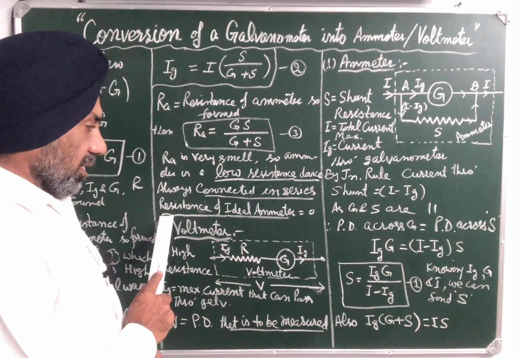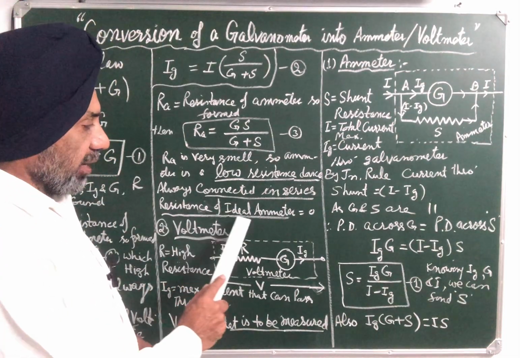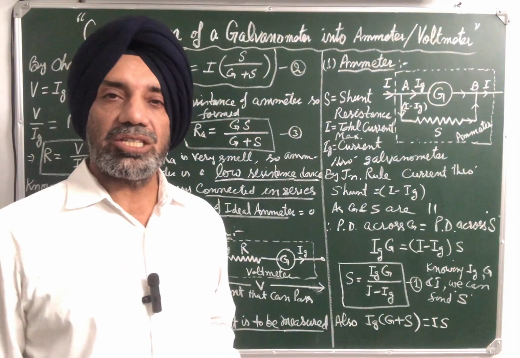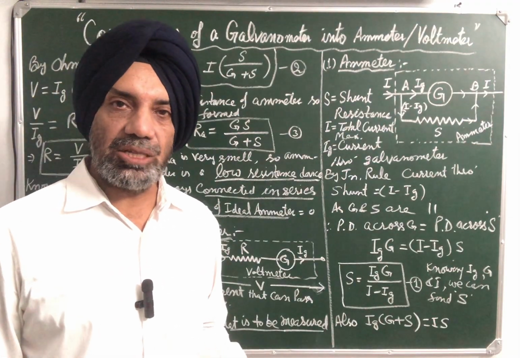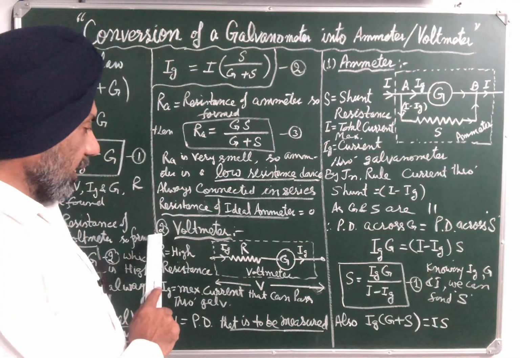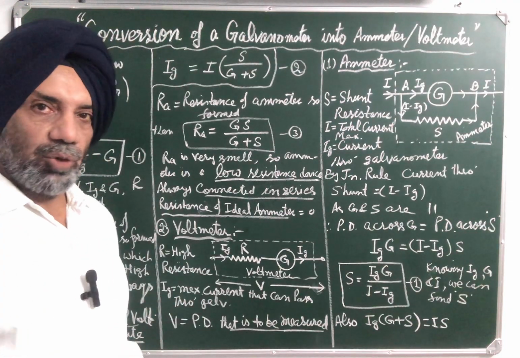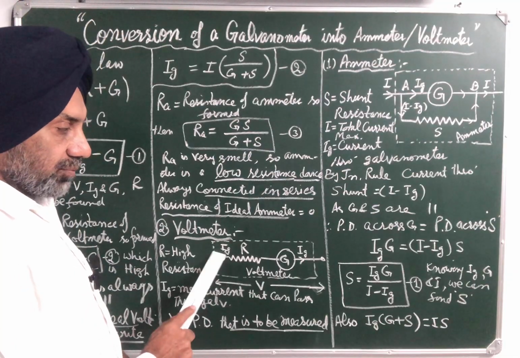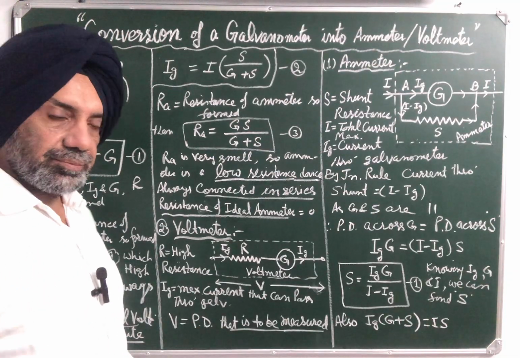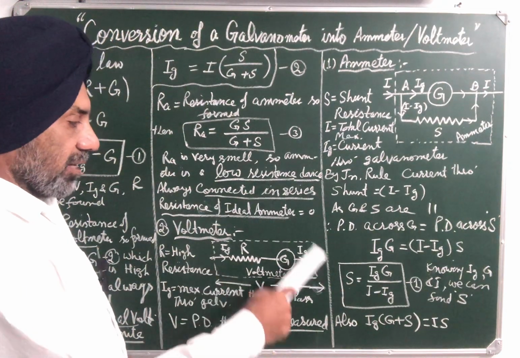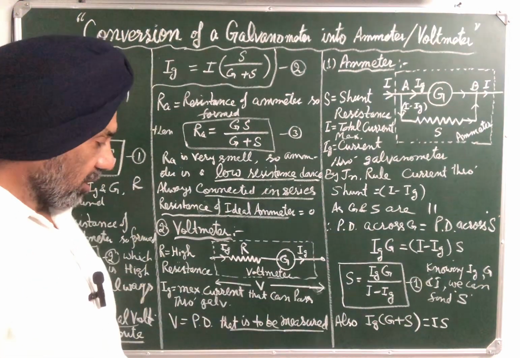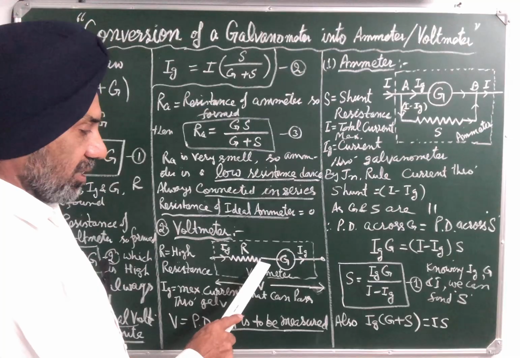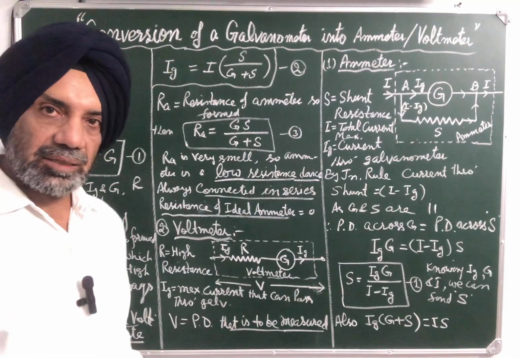And for objective questions, the resistance of an ideal ammeter is 0. So an ideal ammeter has 0 resistance. Then how will you convert a galvanometer into a voltmeter? So a high resistance R connected to the galvanometer, then we get a voltmeter. Suppose R is the high resistance connected in series with the galvanometer.